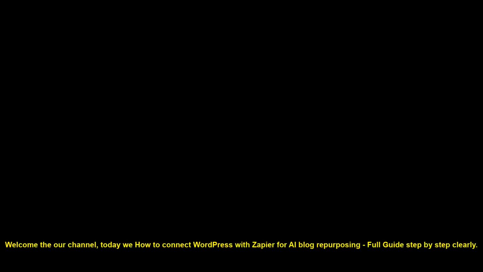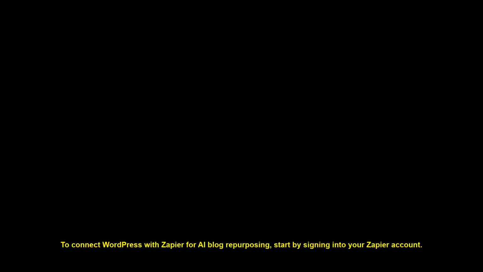Welcome to our channel. Today we'll show how to connect WordPress with Zapier for AI blog repurposing, full guide step by step clearly. To connect WordPress with Zapier for AI blog repurposing, start by signing into your Zapier account. If you don't have an account, create one by following the registration process.